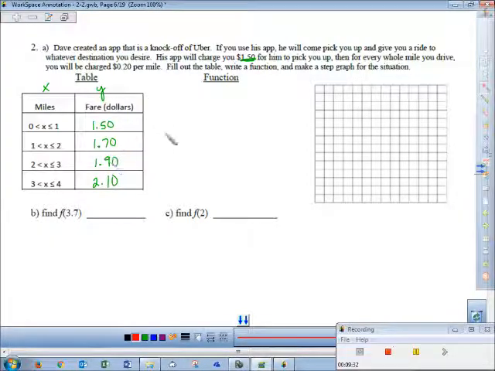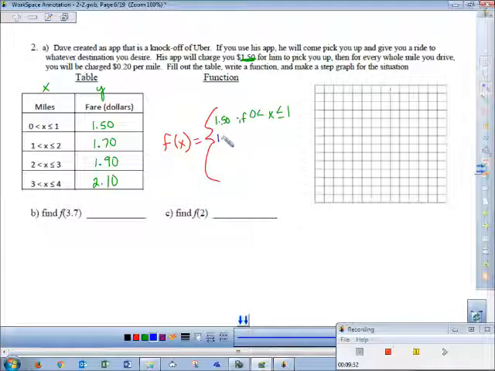So f of x will equal, and then we're just going to put these in a nice little function. The fare will equal $1.50 if x is bigger than 0 and at the same time less than or equal to 1. And then our next step will be $1.70 if the miles we drove were greater than 1, more than a mile, but less than or equal to 2 miles. It's still going to cost us $1.70.